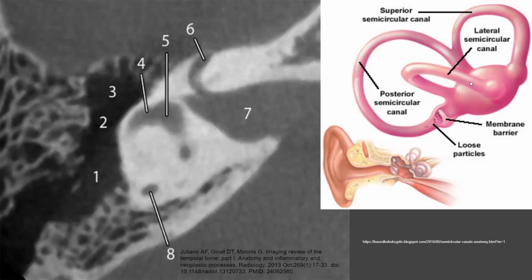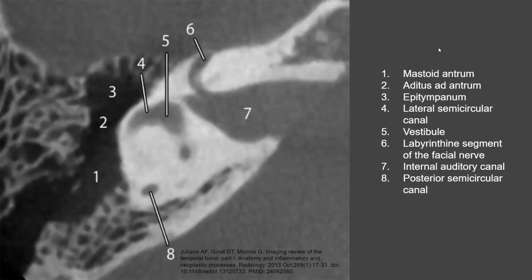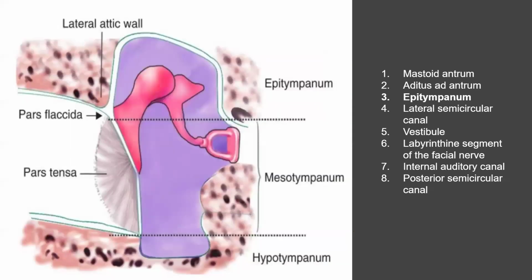In this plane, the lateral semicircular canal looks much more perpendicular, but we can see how these structures relate to each other. This rounded, bulbous structure is the vestibule, and then we have the lateral semicircular canal. And as I said before, perpendicular to the axial plane are going to be the posterior and superior semicircular canals. And then the epitympanum, I just want to talk about that a little bit more.